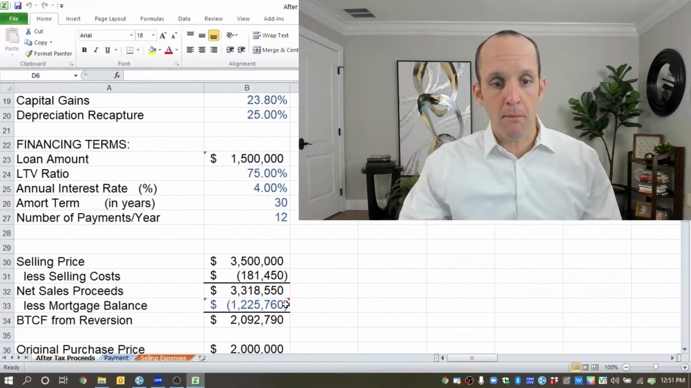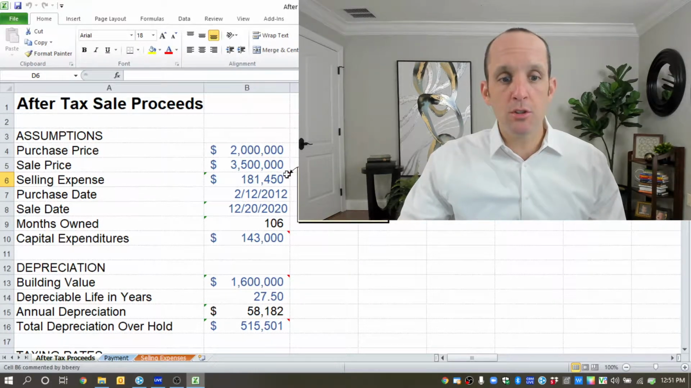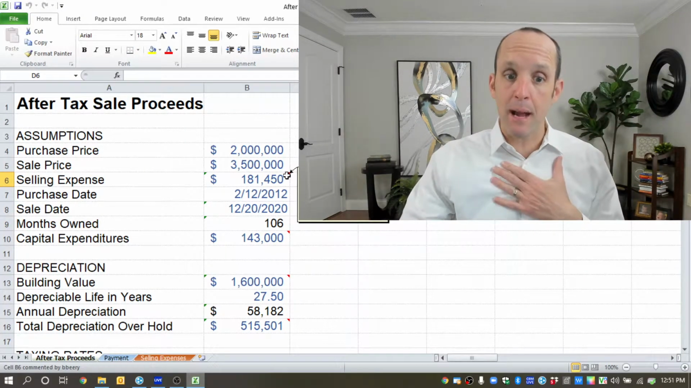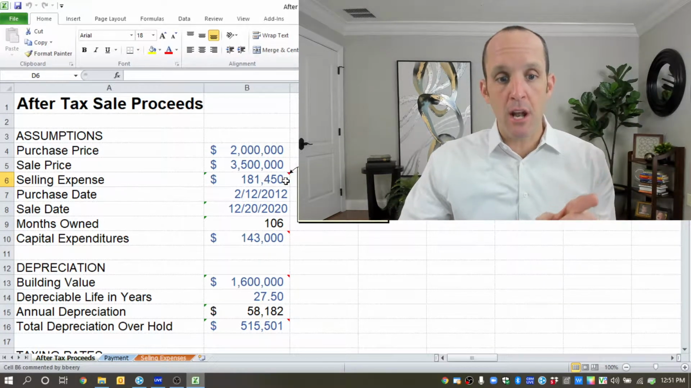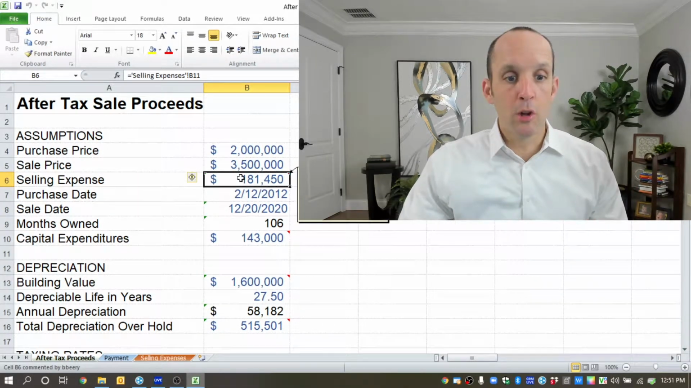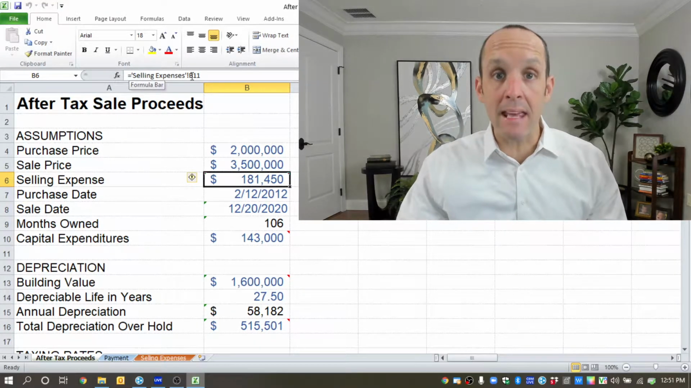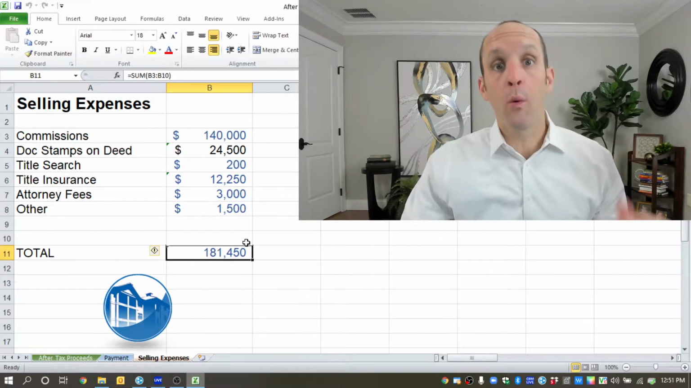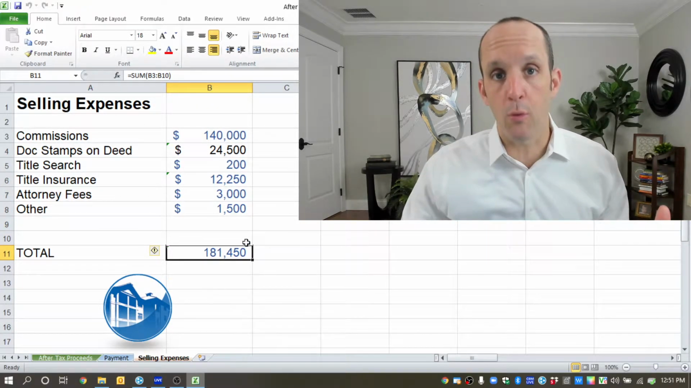here, and I think there's one more down below. Each of those, when you hover over it, has a note. So if you download this spreadsheet off the link I provide, you can see here that this number is coming from the selling expenses tab. If you look at the equation, it is equals selling expenses tab B11. So if we go down to the selling expenses B11, we have the total of $181,450.